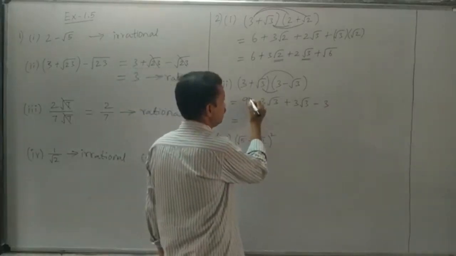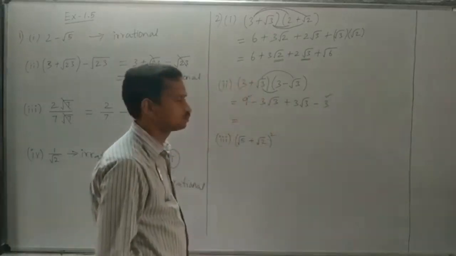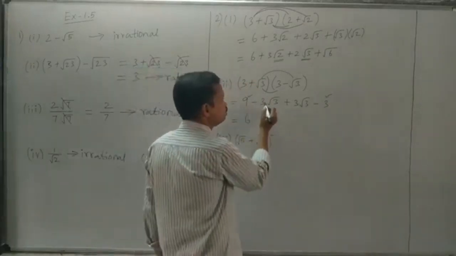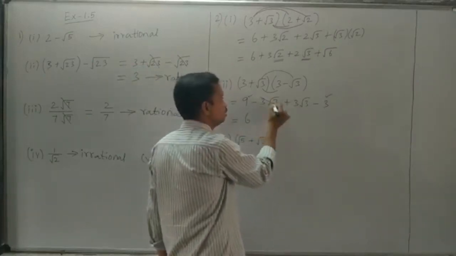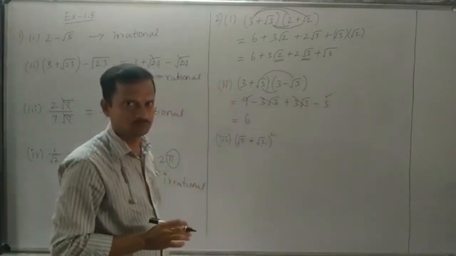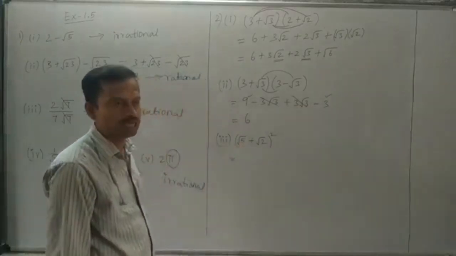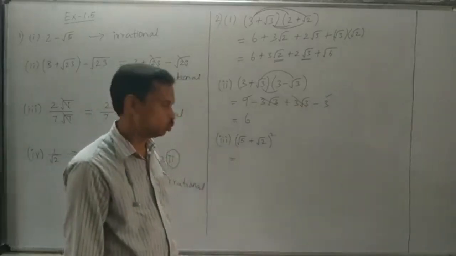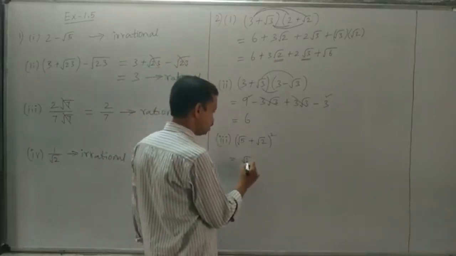And now this 9 and this 3, we can simplify. So 9 minus 3, 6. And this minus 3 root 3 and this plus 3 root 3, same quantity, opposite sign, you can cancel this. And what you get, 9 minus 3, 6 is the final answer. Clear? And now coming to this one, you know, this is in the form of a plus b whole square, where a is root 5 and b is root 2. So you just apply the a plus b whole square identity. So a is root 5.